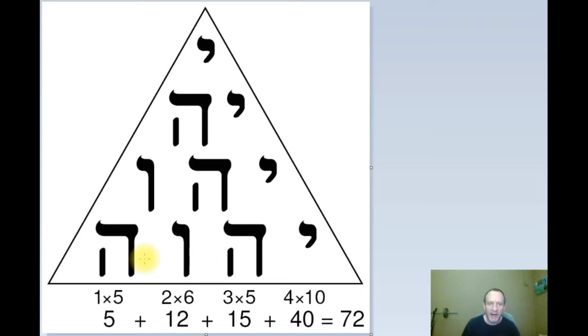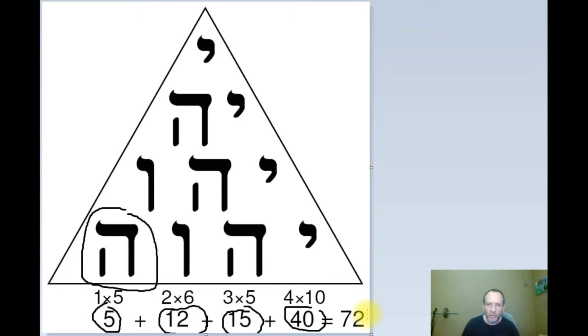Yud, Hey, Vav, Hey. 4 Yuds equals 40. 3 Heys has a value of 15. 2 Vavs or Waws, same symbol, different names, Waw or Vav. It's a value of 12. Two at the valued at 6. And we have a final Hey here, which is valued at 5. So 5 plus 12 plus 15 plus 40 equals 72.